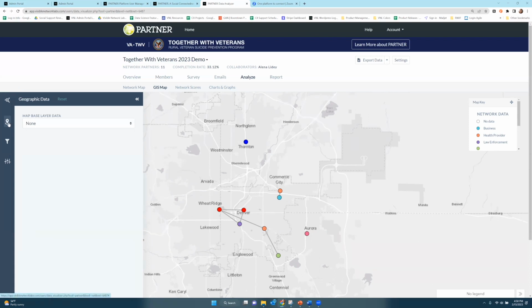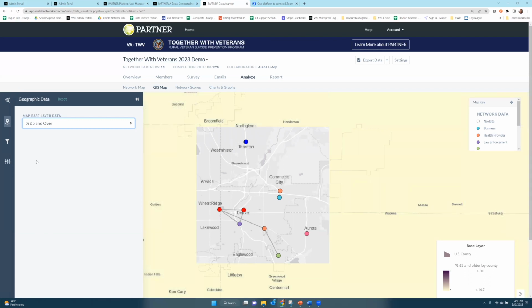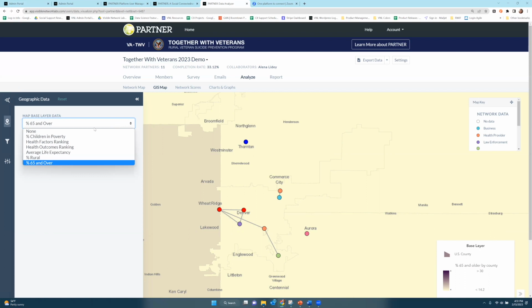You're also able to layer on what we call base layers. So you can do a health factors ranking, average life expectancy, or the percent of that county that is 65 and older. That's a good use case to see if there's a need to add an aging agency into this network or not, to make sure that we're representing all ages of our veteran population as well.